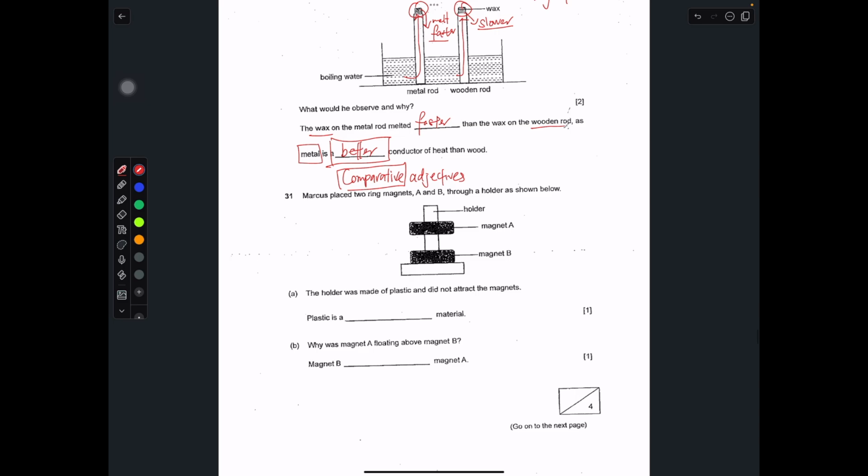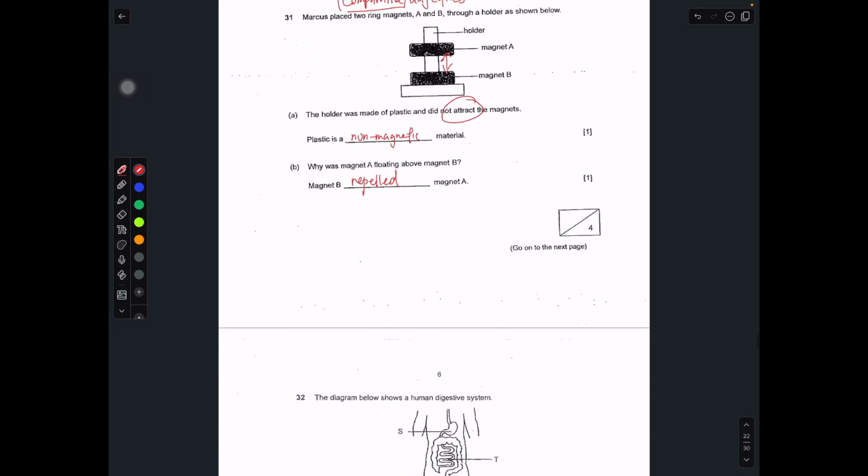So Marcus placed two ring magnets A and B through a holder as shown. The holder was plastic and it did not attract. So the key is it did not attract because plastic is a non-magnetic material. That's why it did not attract. Why was A floating? That is because the like poles are facing each other and they repel each other. Magnet B repels magnet A. That's why it is floating on top.